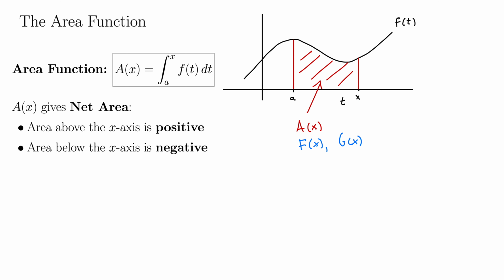Now, there's one important property of this area function that really makes it work for us mathematically, and that's that A of x gives what's called the net area. And that just means that the area above the x-axis is positive and the area below the x-axis is negative. So don't get that confused with what we'll call the total area, which is just the geometric total area trapped between the curve and the x-axis, regardless of if the curve is above or below the x-axis. So let's do an example using this net area and the area function.